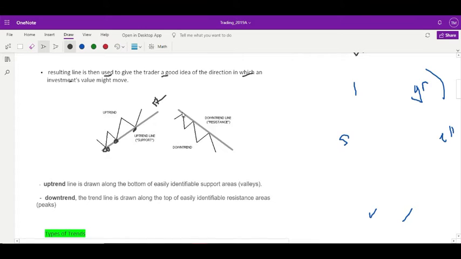A trend line can be an uptrend line or a downtrend line. As you can see, this is connecting higher lows. This low is higher than this low, this is higher than this one. So it's just connecting this series. At the end of the day, you can have a good idea that the prices are moving up in an uptrend. That's what we call an uptrend. This is a downtrend.